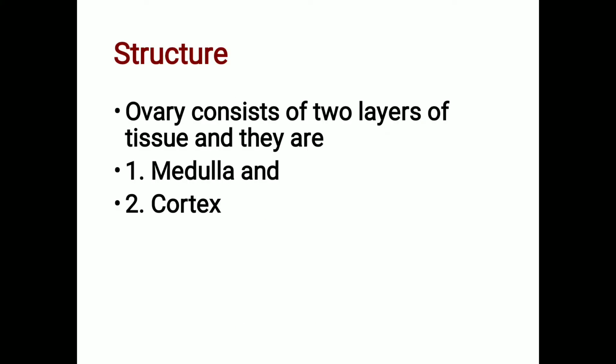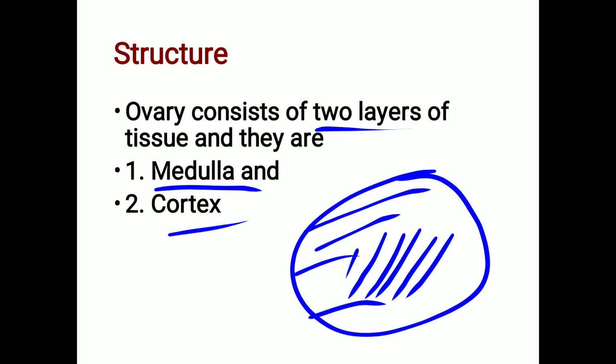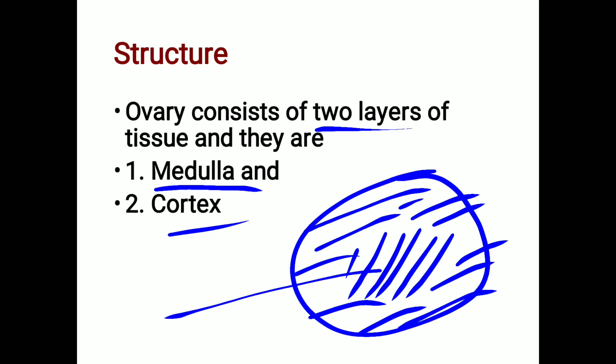Let's see the structure. Ovaries consist of two layers of tissues: the medulla and the cortex. Medulla is the central part, and cortex is the area surrounding the medulla. So at the center there is the medulla, and towards the periphery is the cortex.